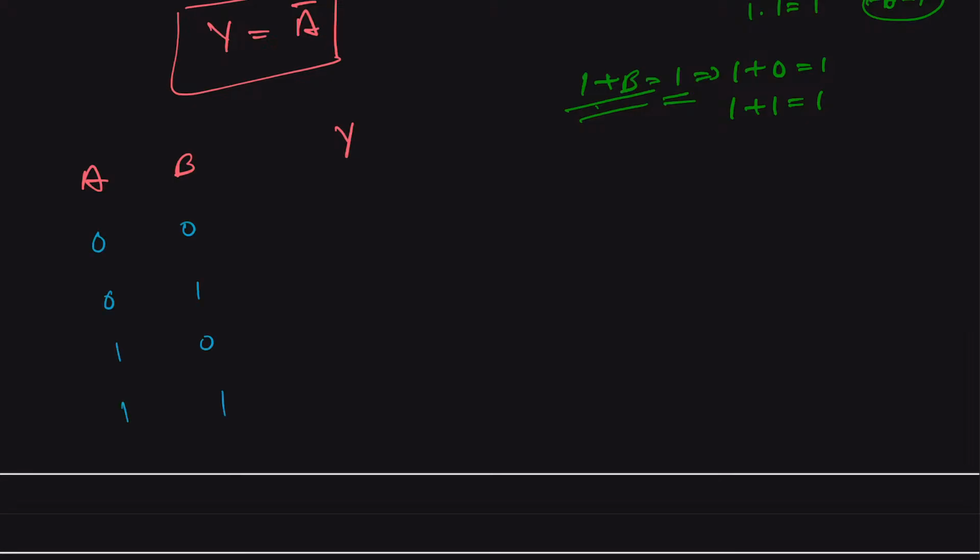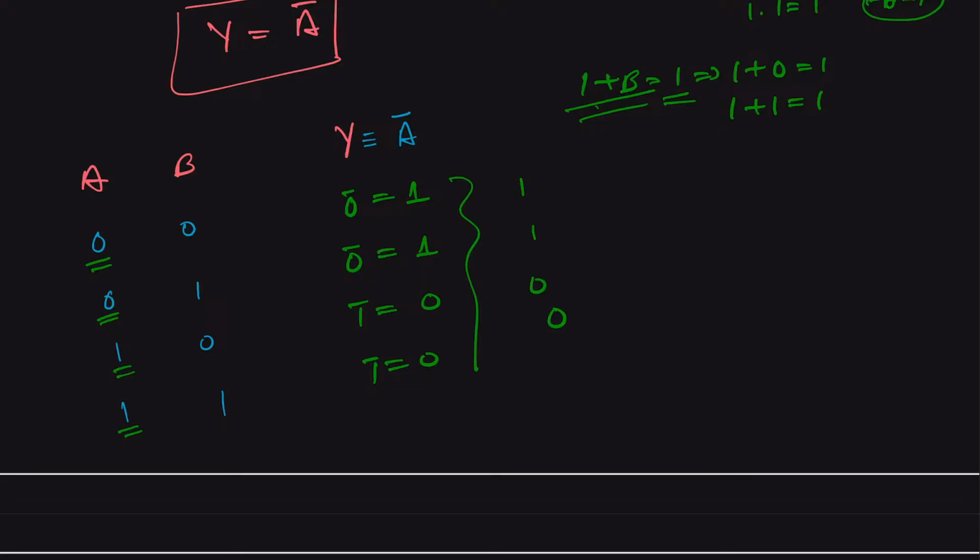And please remember, y is only dependent upon a and its complement. So a is 0, so it is going to give me 0 complement, which is equal to 1. Once again, a is 0, 0 complement is equal to 1. a is 1, 1 complement is equal to 0, and a is 1, 1 complement is equal to 0. So finally, we are going to get 1, 1, 0, 0.